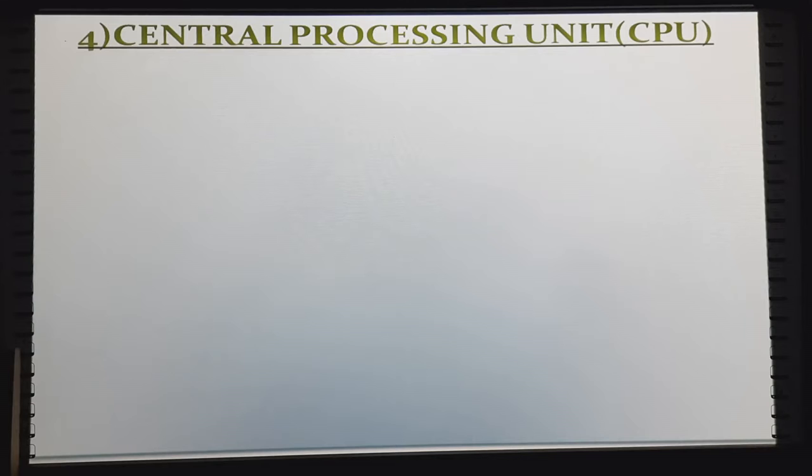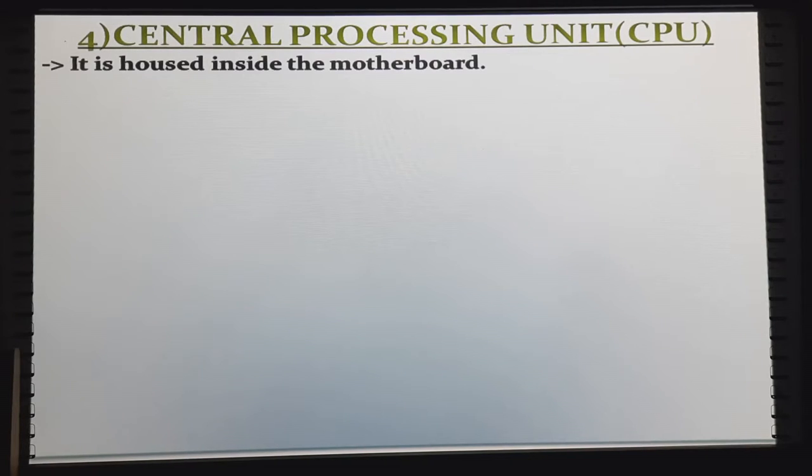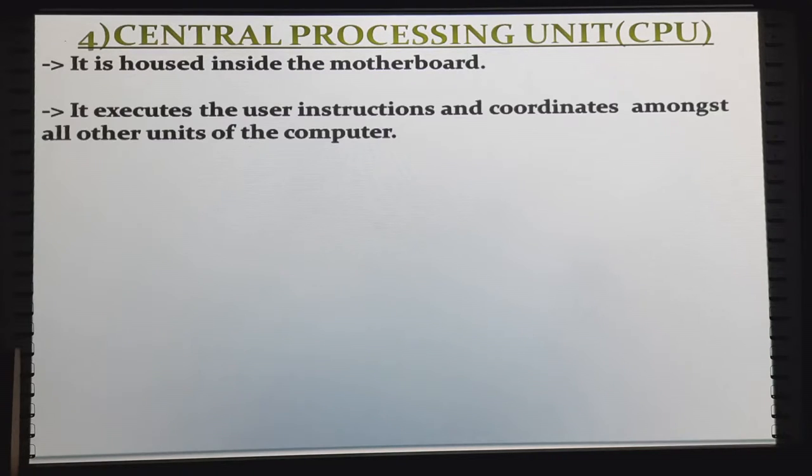Now let us come to the next component, that is the fourth component, central processing unit. It is also known as the brain or heart of the computer, because most of the tasks are executed or processed in this particular unit only. It is housed inside the motherboard, attached inside the motherboard. Now it executes the user instruction and coordinates amongst all units of the computer.